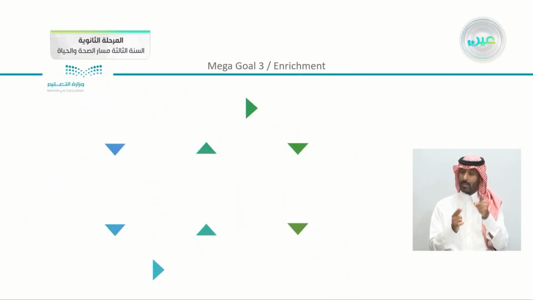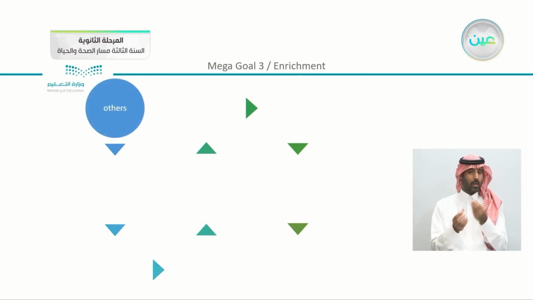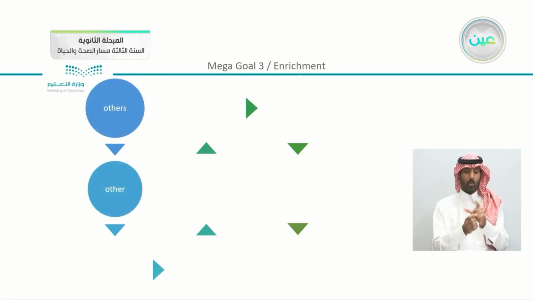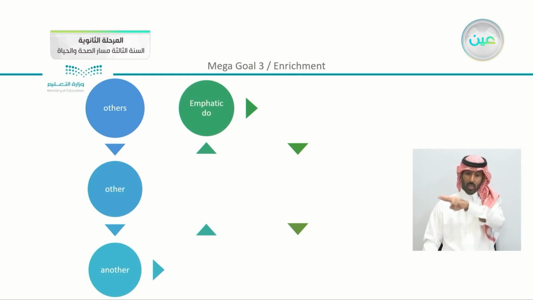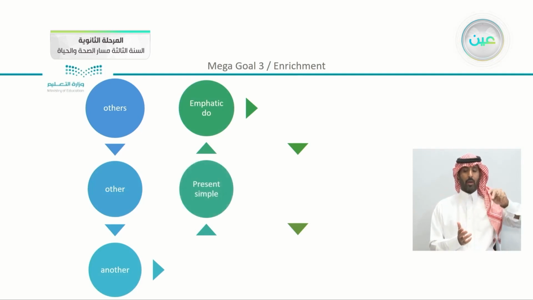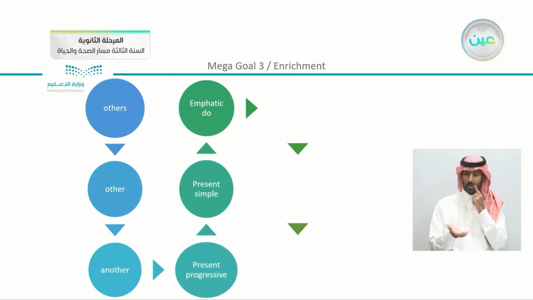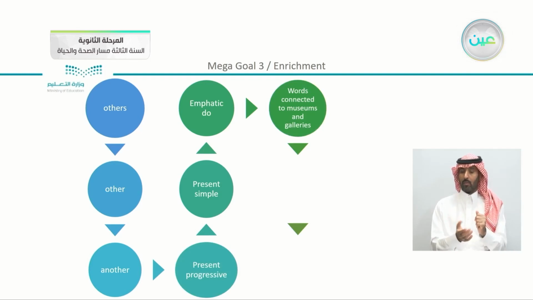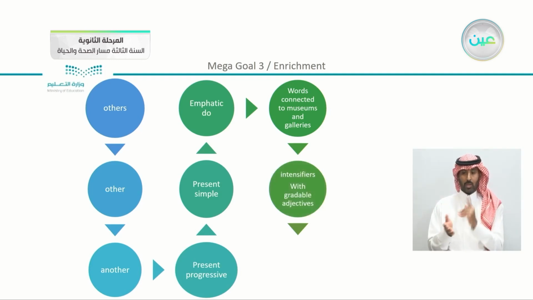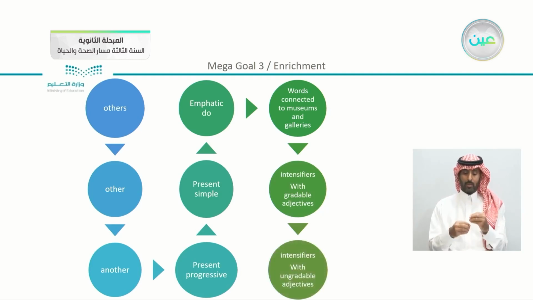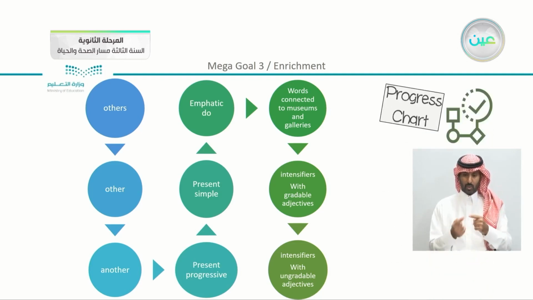So we have the first thing. We studied lots of things actually. We studied the words others, other, and another, and the difference between them. We had also emphatic do. We also studied the present simple and compared it with the present progressive. We also had words connected to museums and galleries. And we had intensifiers with gradable adjectives, and also intensifiers with ungradable adjectives. So we are going to pass by very quickly just to recall what we have here.